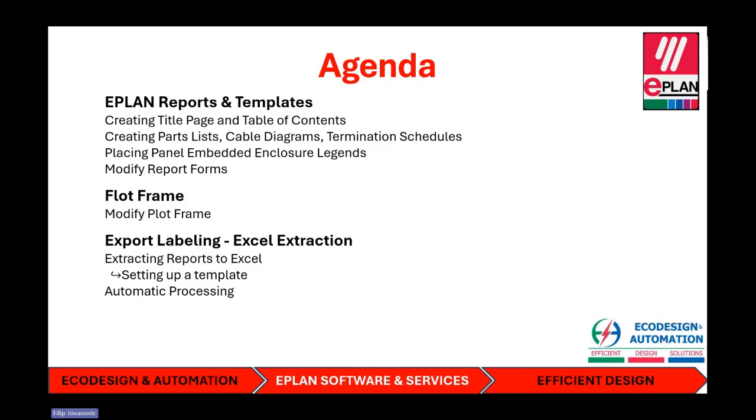After that, we're going to be moving on to the plot frame, how to modify plot frame, as well as how to use plot frame to show revisions on the page. And then lastly, we'll be going over export labeling or an Excel extraction or Excel report, different names. So I'll be showing you how to set up an Excel report, setting up the template, as well as some automated processing to speed all of that up.